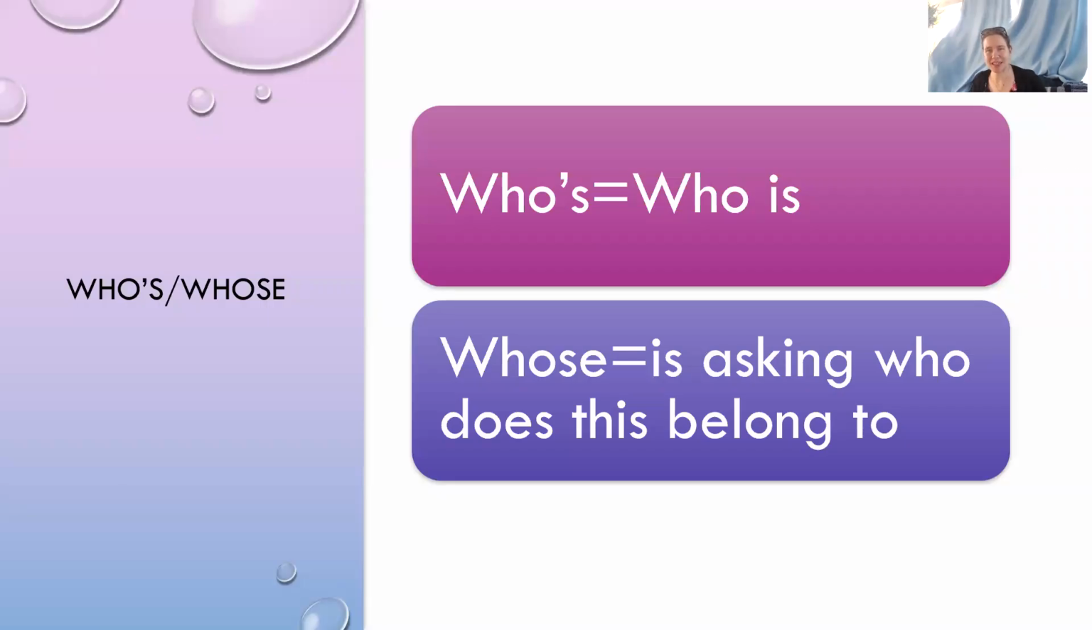The next common mistake with the apostrophe is the difference between who's and whose. This goes back to understanding that with pronouns, you have to break anything with an apostrophe into the two words. In this case, we have who's, W-H-O apostrophe S, which is really who is. And then you have whose, W-H-O-S-E. This one is your possessive pronoun asking who does this belong to. For example, whose pen is this?